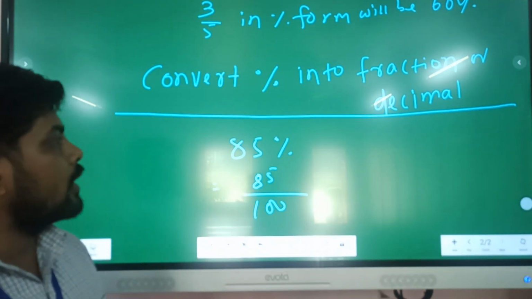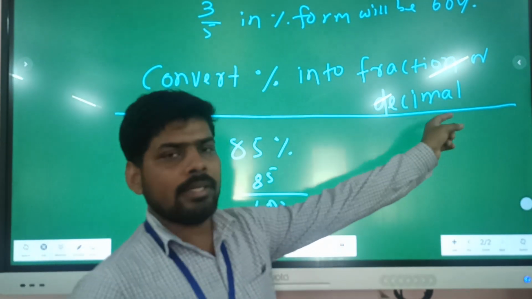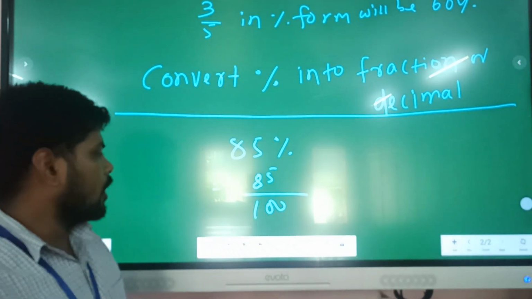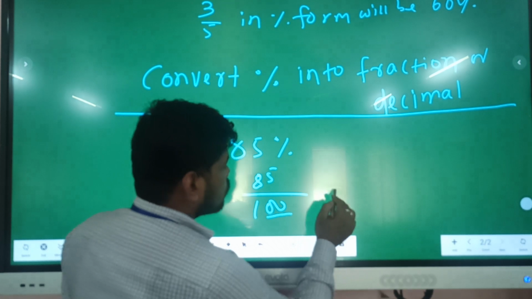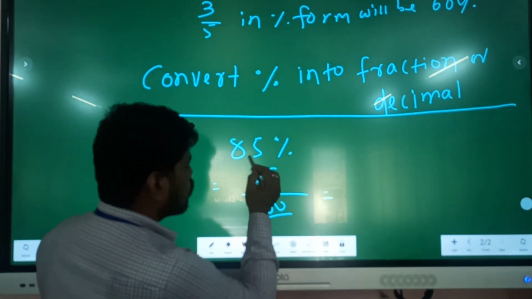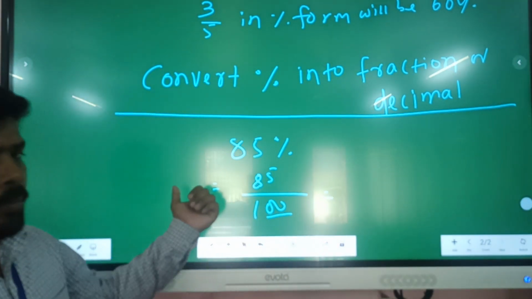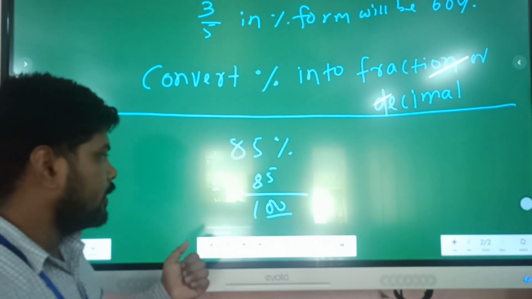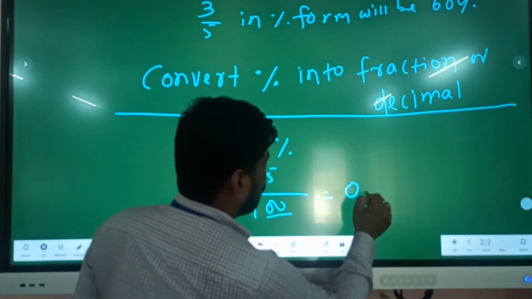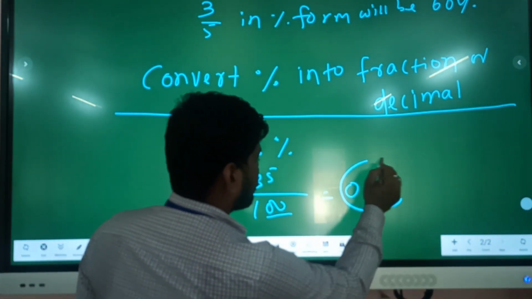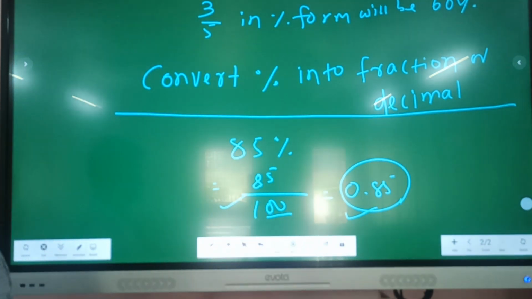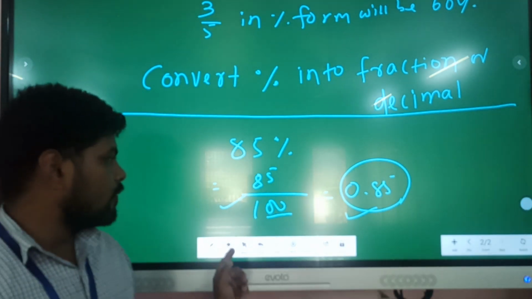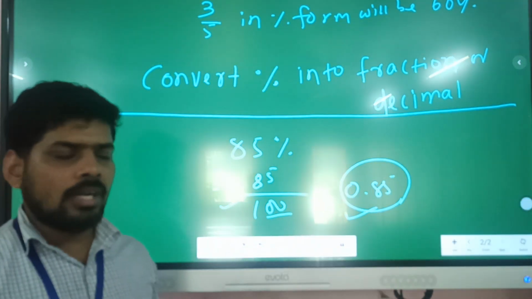So you can tell me, sir, you have told to write the decimal form of the percentage. Yes, convert into decimal form. There are 2 zeros here at the denominator, so the decimal point will come 2 places before, that is 0.85. This is the decimal form and this is the fractional form.